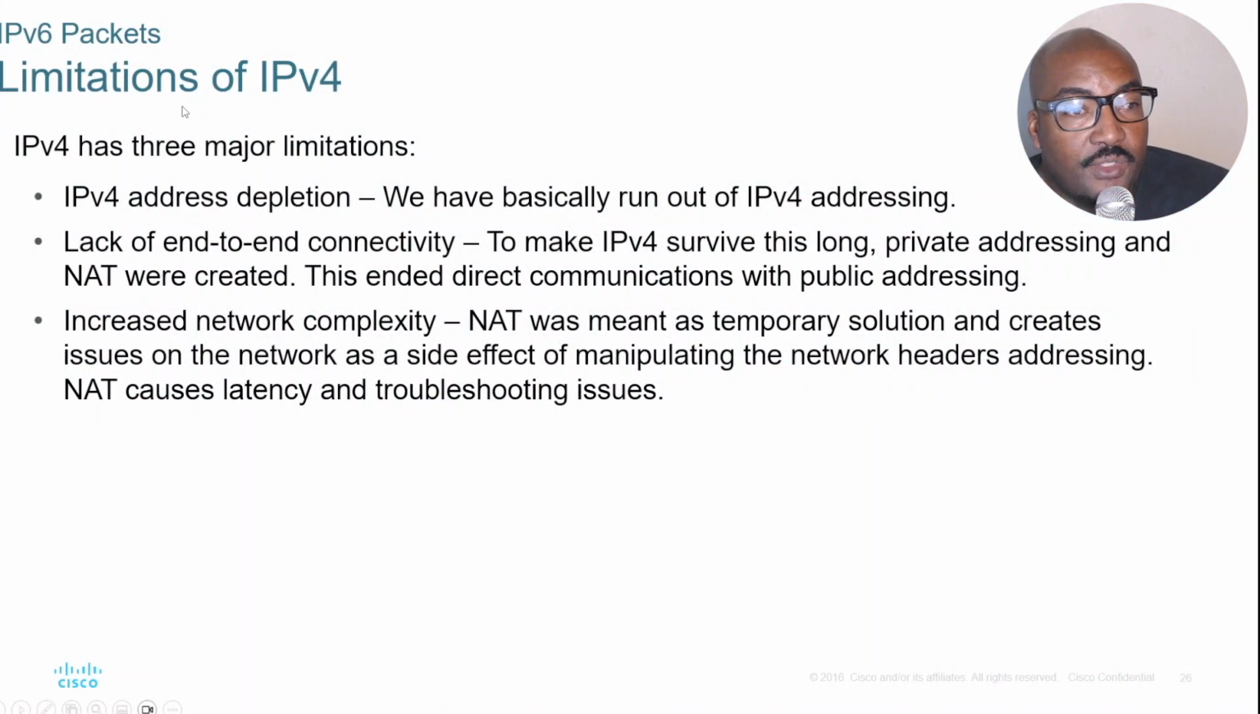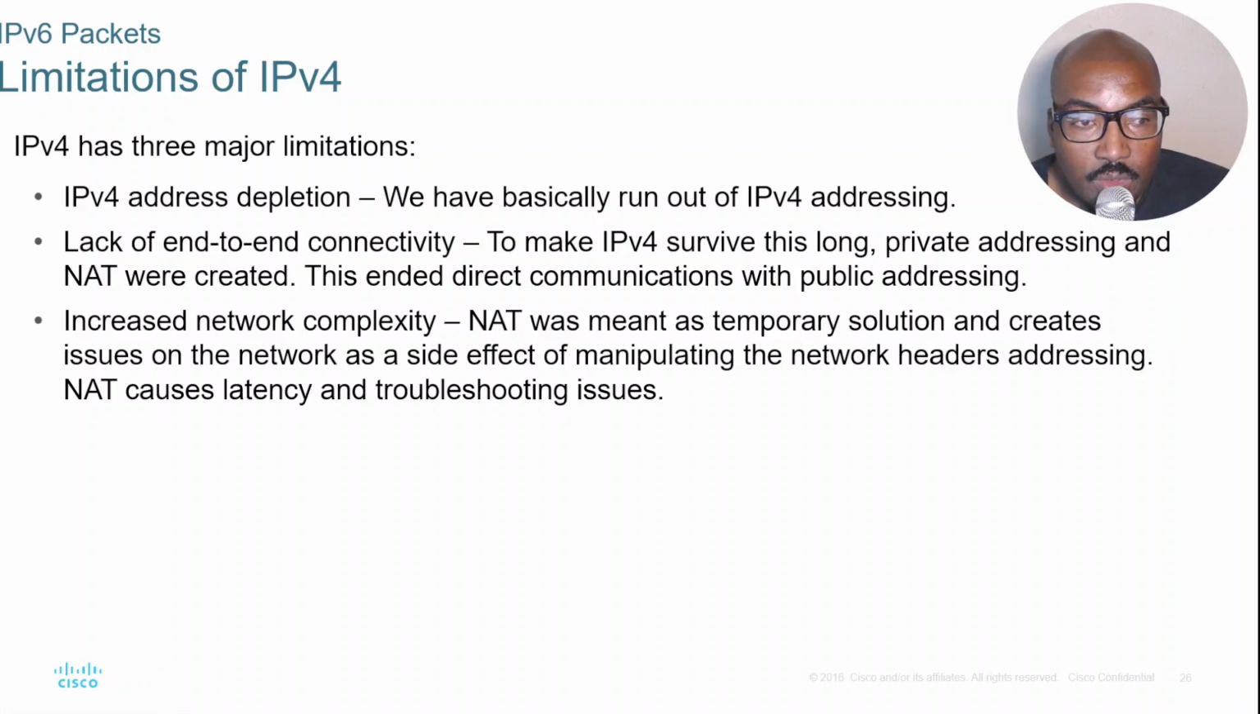IP version 4 has three major limitations, right? IP version 4 depletion, we have basically run out of IP version 4 addresses. That's a little hint to the question that I asked you earlier. Little hint. Lack of end-to-end connectivity: to make IP version 4 survive this long, private addressing and NAT.